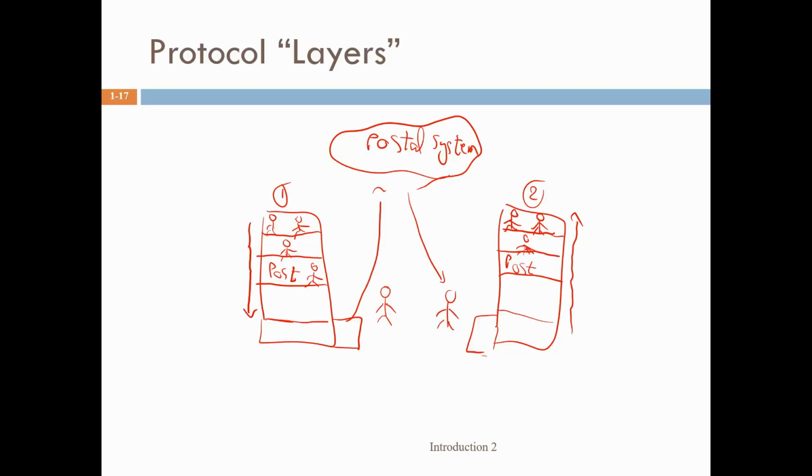So the layered system serves to make the entire system modular, meaning that you can actually change functionalities in a certain layer without affecting the entire system overall. So how is this similar to what we have in the internet? In the internet, our top layer is actually called the application layer.